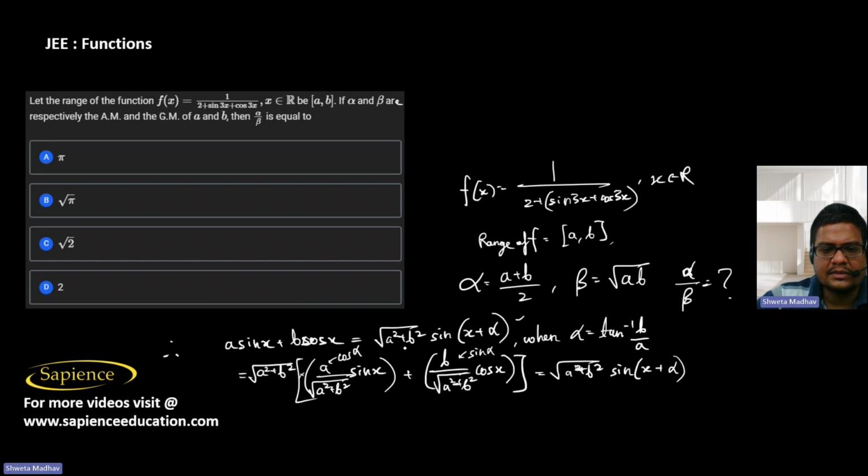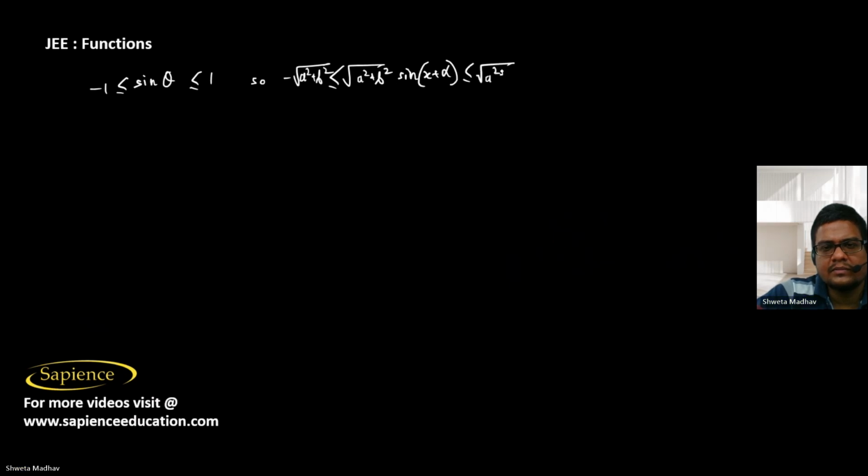So hence its maximum value. Therefore, we can say that the maximum value of this is square root of a square plus b square, and the minimum value of this is minus square root of a square plus b square. Since we know that sine theta will obviously always go from -1 to 1. So therefore, square root of a square plus b square sine x plus alpha will go from minus root over a square plus b square to plus root over a square plus b square. Its maximum value is square root of a square plus b square, and minimum value is minus of square root of a square plus b square.